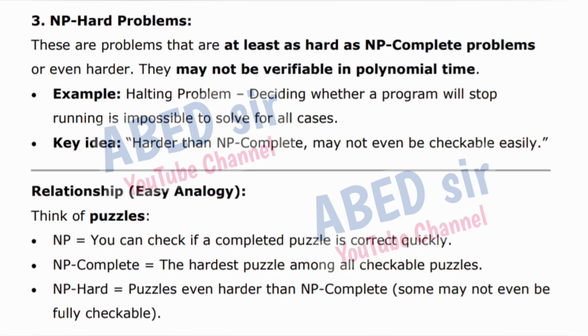Relationship, easy analogy. Think of puzzles. NP equals you can check if a completed puzzle is correct quickly. NP-complete equals the hardest puzzle among all checkable puzzles. NP-hard equals puzzles even harder than NP-complete, some may not even be fully checkable.